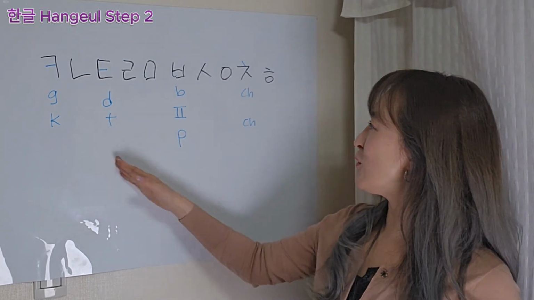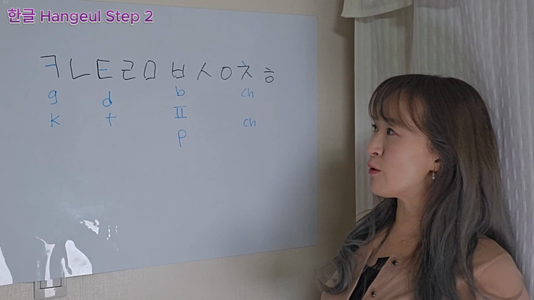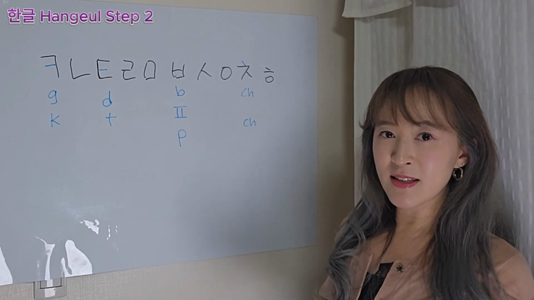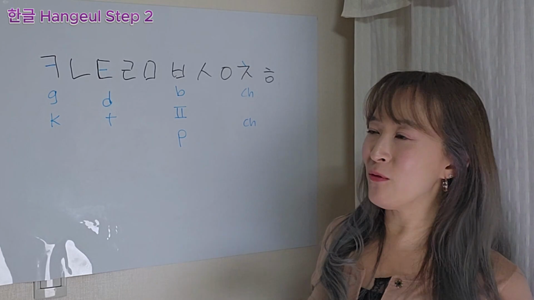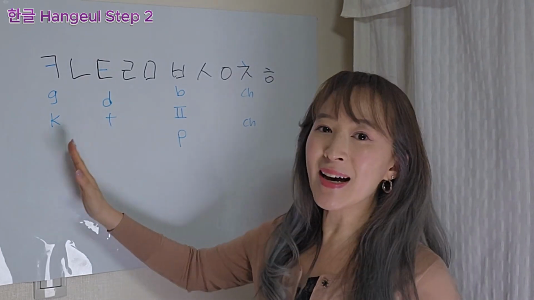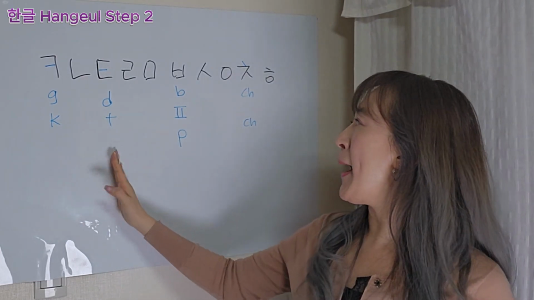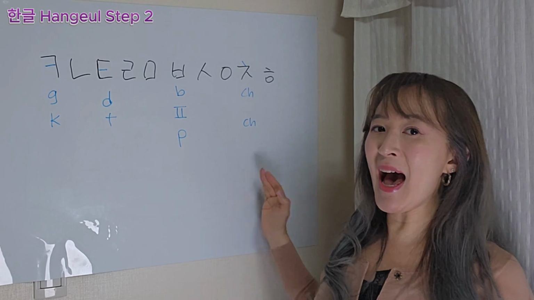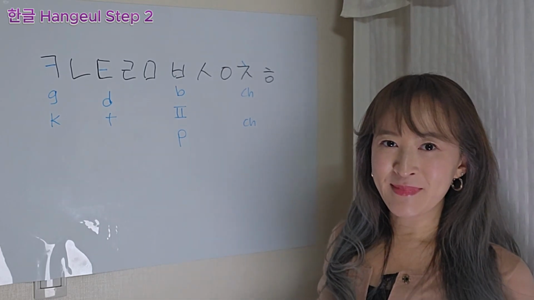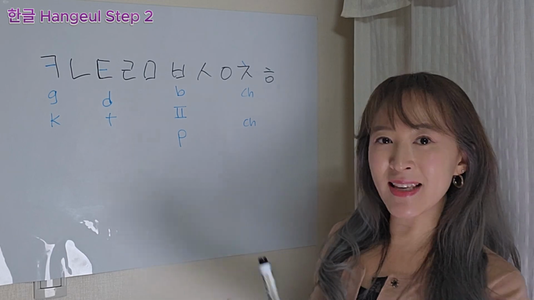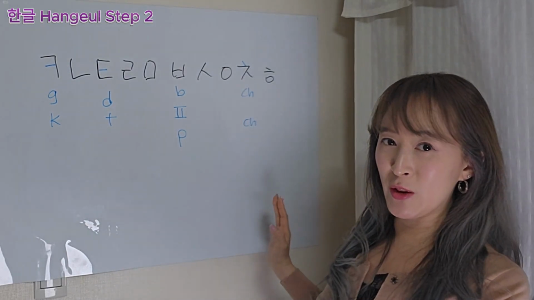So only these four have the stronger sounds. And similar to what we did before, let's just put a as a vowel. Then we have ka, ta, pa, cha. Right? Ka, ta, pa, cha. Okay, so that was the second set of consonants we learned today.